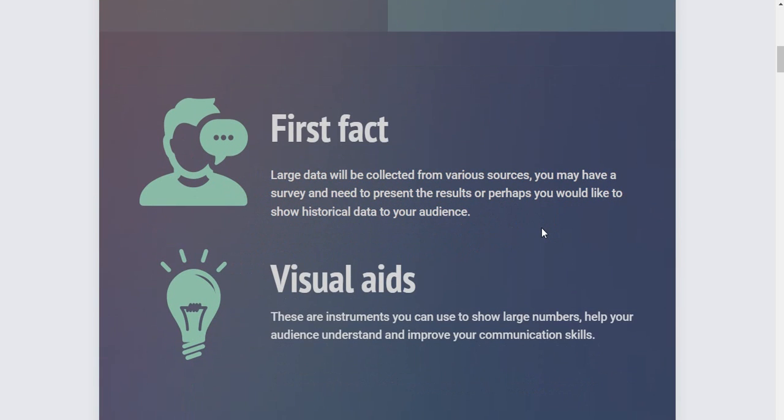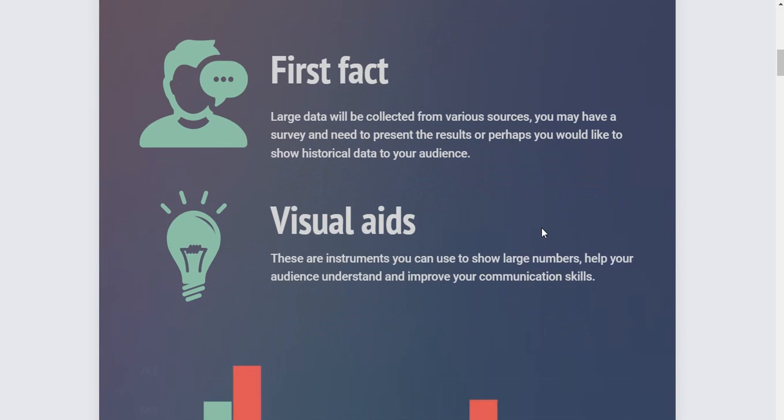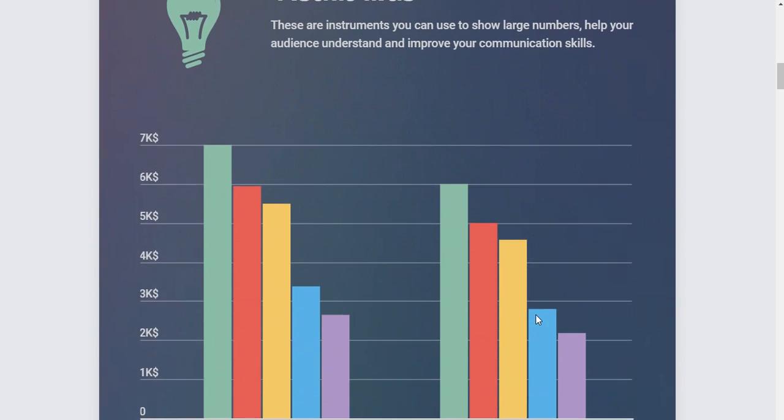First, large data will be collected from various sources. You may have a survey and need to present the results, or perhaps you would like to show historical data to your audience. These are visual aids. These are instruments you can use to show large numbers, help your audience understand, and improve your communication skills.